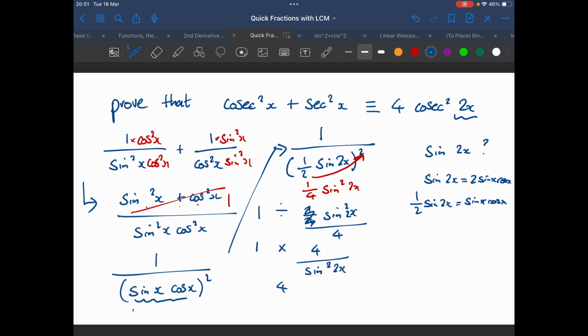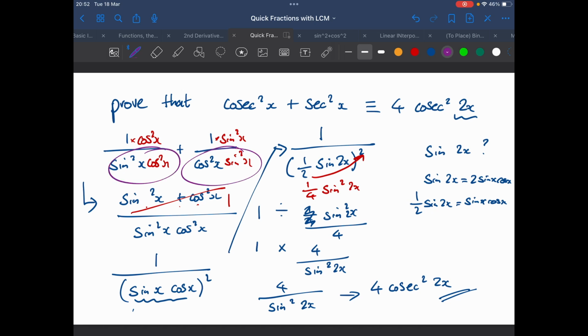And we're getting there, aren't we? So 4 over sine squared 2x, which is the same as 4 cosec squared 2x as required. So there we go, a much harder one, but again, working with our lowest common multiple in a trig fractional sense comes in handy.